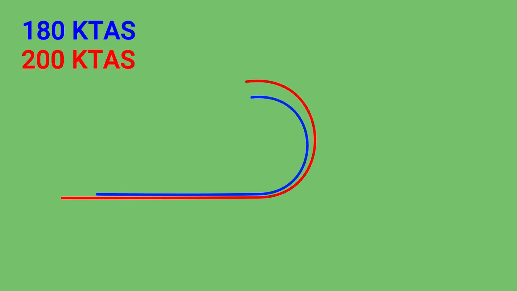Here, the blue line represents the flight path of an aircraft traveling at 180 knots indicated. The red line is the flight path of an aircraft traveling at 200 knots. When both aircraft begin a 30-degree bank turn, the red plane has a larger turn radius since it is traveling through the air mass faster.